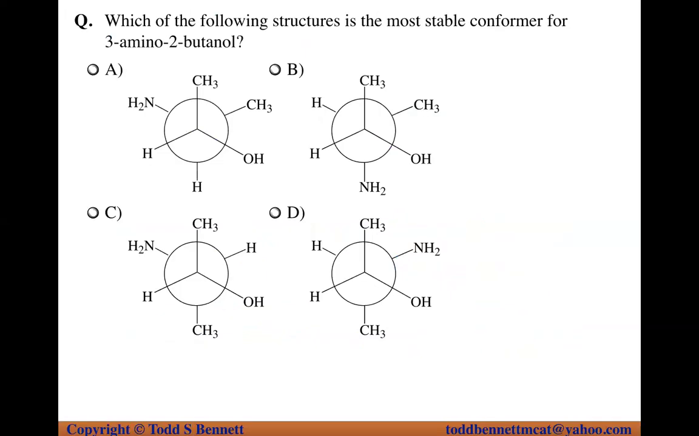Okay, so time to look at how these things work. And just to give you a heads up, I like to throw just learning-based questions. So we're not looking for an answer, we're looking for the logic of how we get there. So the most stable, I know, is not going to be eclipsed. So first off, let's eliminate eclipsed. It must be staggered. So let's eliminate all the eclipsed structures. Staggered, staggered, staggered, staggered. That one's out.